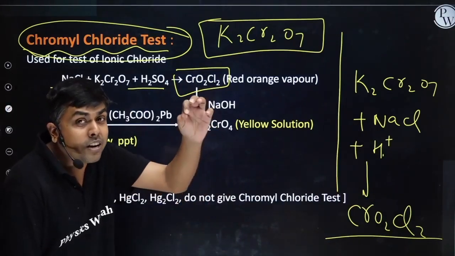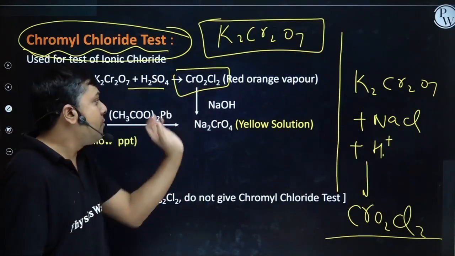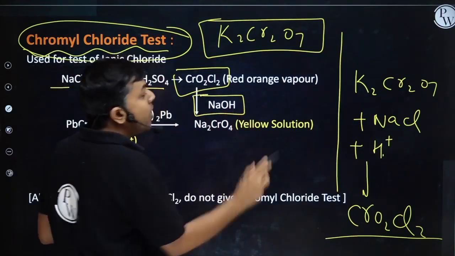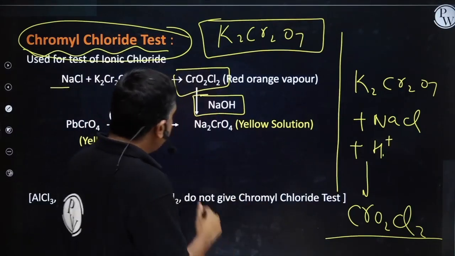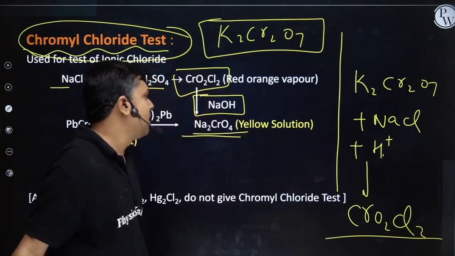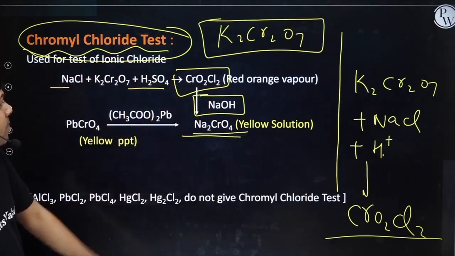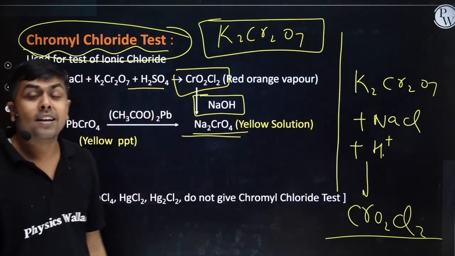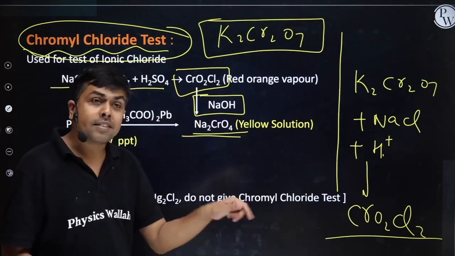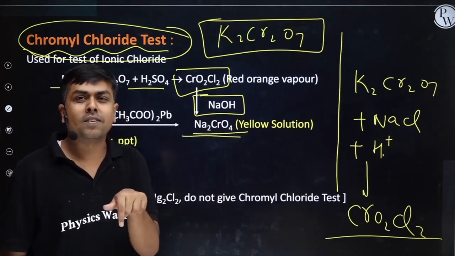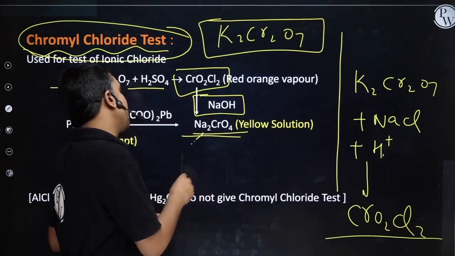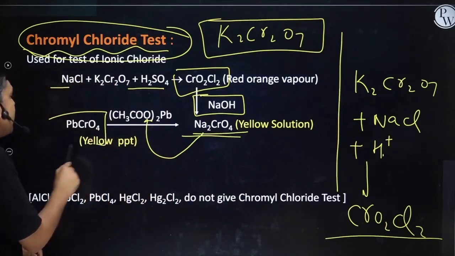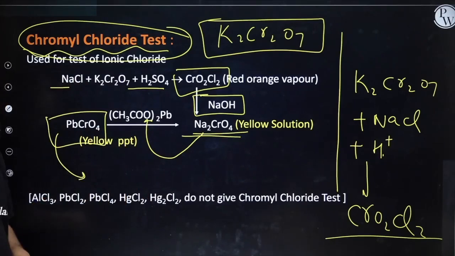Now to this red orange vapor of chromyl chloride, if you add NaOH, you are going to get a yellow colored solution of sodium chromate, Na2CrO4. We have studied about this, right? Now, to this yellow colored sodium chromate, if you add lead acetate, Pb(CH3COO)2, you are going to get lead chromate, and this lead chromate is a yellow precipitate. Right, student?